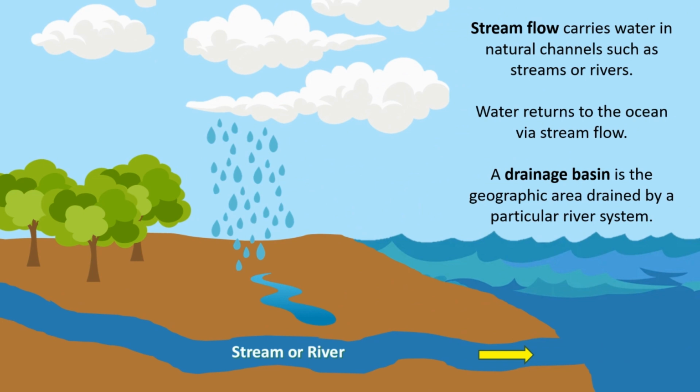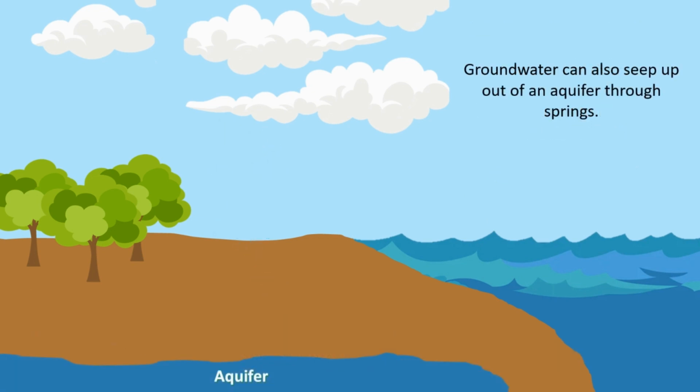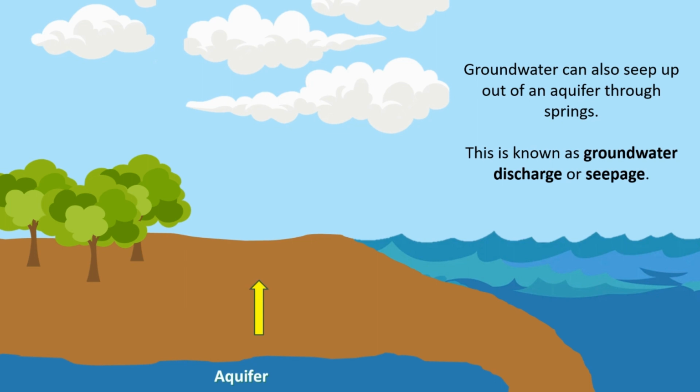A few final details we need to talk about in the hydrologic cycle are groundwater discharge and glaciers. So, groundwater doesn't just get extracted from aquifers by humans, it can also seep upward through a spring. And this process is known as groundwater discharge, also known as seepage.